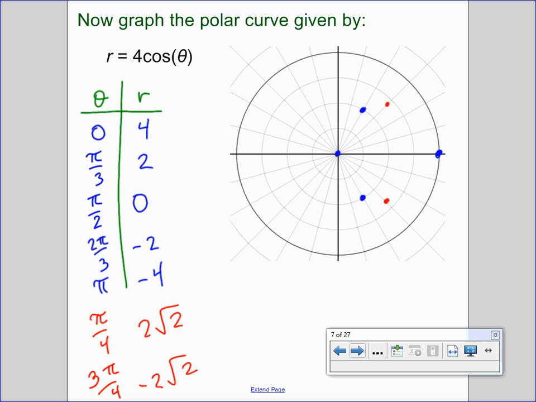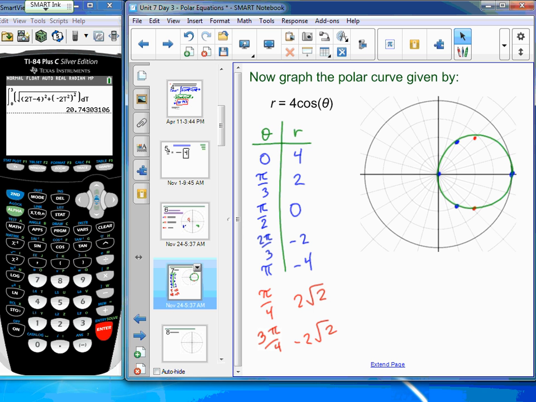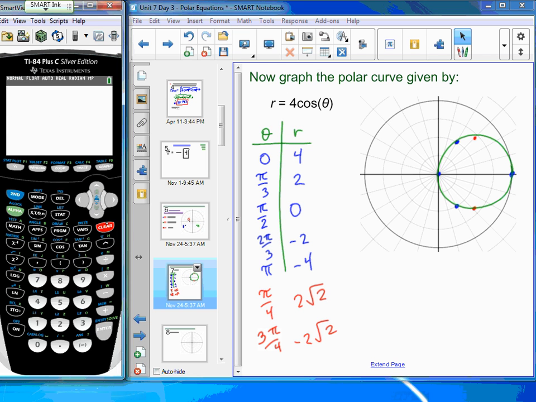So I'm getting a pretty clear picture. If we continue choosing theta values and evaluating, we get what shape? A circle. Absolutely. All right. Let's go ahead and try to recreate that now with our grapher. We're going to do this in polar mode. So everybody, let's see if we can recreate this in polar mode.